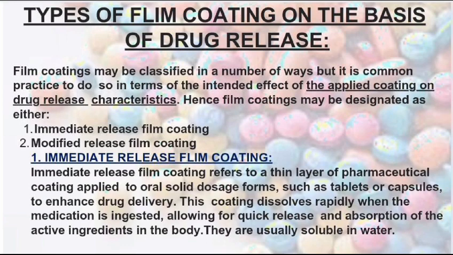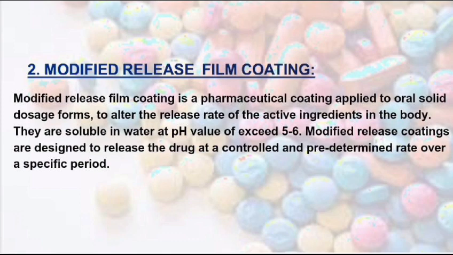While the modified release film coatings are also called functional coatings. They are referred to by a term called enteric resistant. They are soluble in water at pH values that exceed 5 to 6. Modified release film coating has a delayed or prolonged release of the active ingredient. So the basic difference between both of them is that the immediate release film coating has rapid release of active ingredient, while the modified release film coating has a prolonged or intentionally slowed down release of active ingredient.